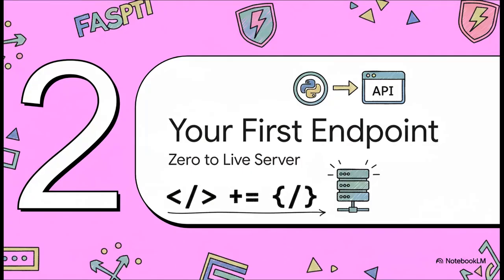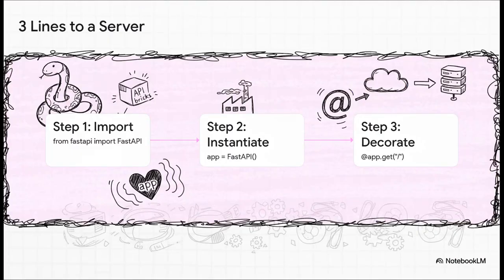Okay, enough talk, right? Let's actually see the code. We're going to build our very first API endpoint, and you're going to be shocked at how little it takes to get a live server up and running. No, seriously, this is pretty much all you need to get started. First, you import the main FastAPI class. Second, you create an instance of it. This little app object is going to be the center of our whole API.